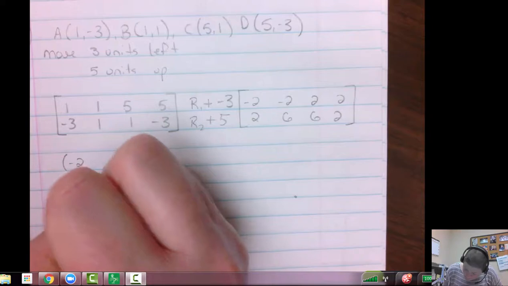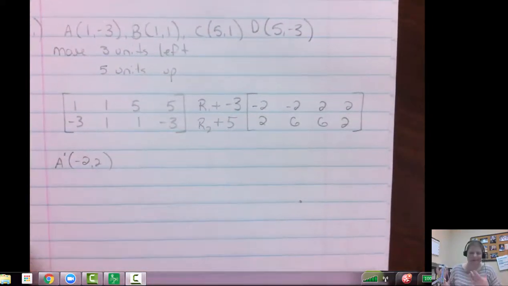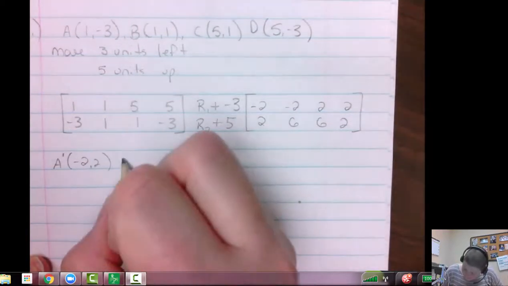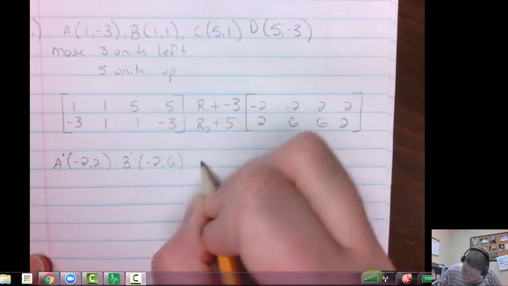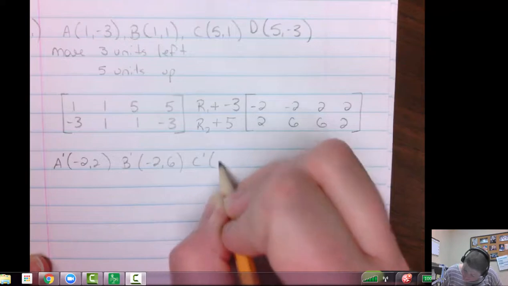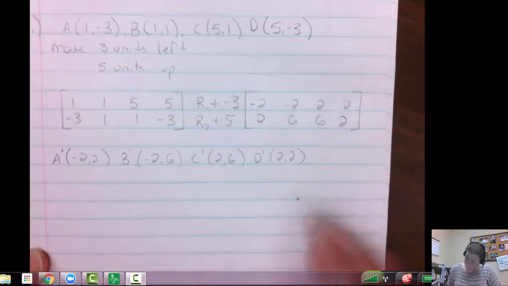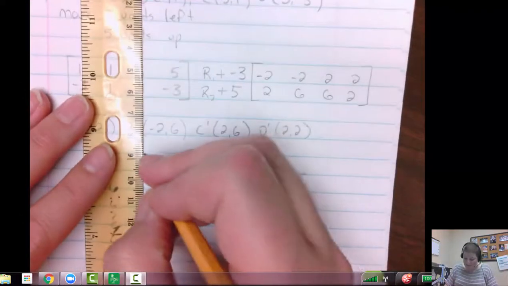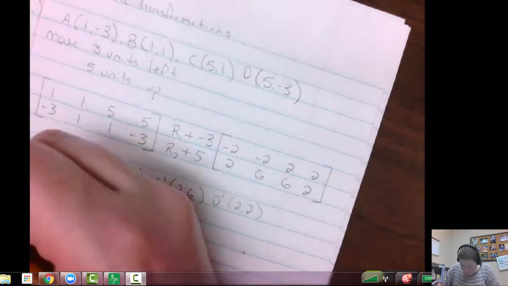So -2, 2 is the mirror image. We usually do it with a little symbol of an apostrophe. And then the next point, the image of B, is -2, 6. And C is 2, 6. And D is 2, 2. And we could graph these. Let me graph just maybe A and B, so you get the general idea of what it's going to look like, and make sure it did the right thing. Kind of show you how it works.